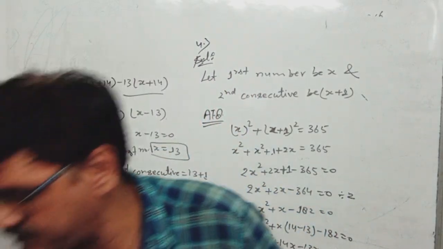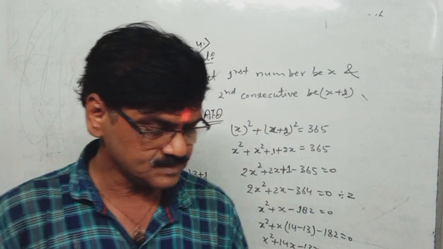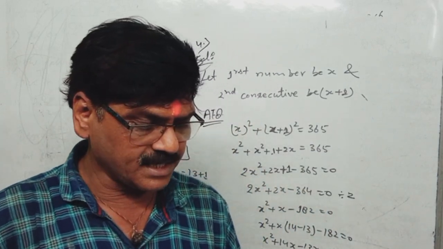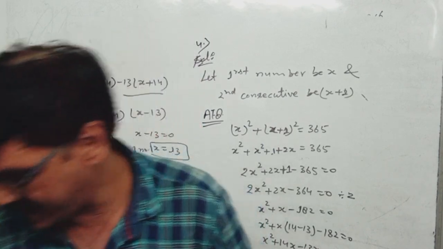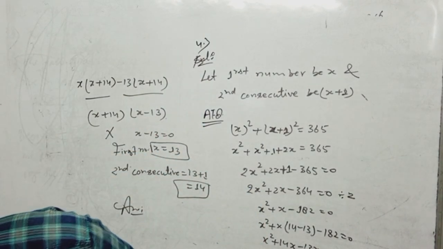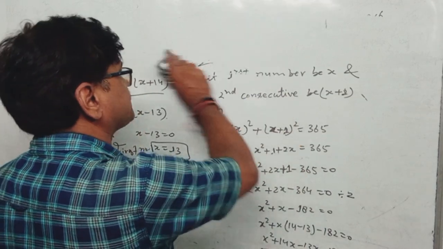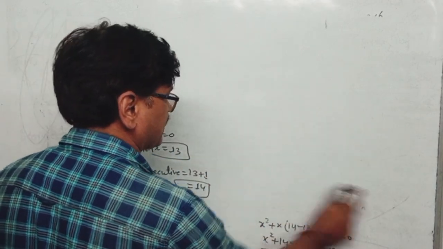Now, the fifth question, question number 5, I'm taking. The altitude of a right triangle is 7 centimeter less than its base. Suppose altitude means, in the right angle triangle, the right angle triangle is a special type of triangle.